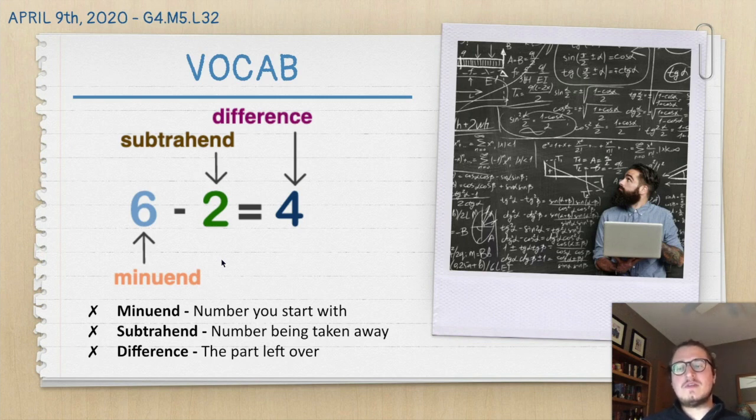So the first word is minuend. And the minuend is just the number that you start with, the big number usually in 4th grade. The subtrahend is the number you're taking away. And that's the word that is really important for today. The number that we're taking away is the subtrahend. The difference is the part that's left over. It's our answer.